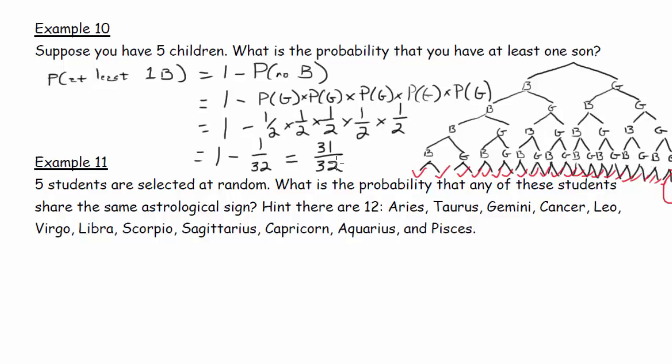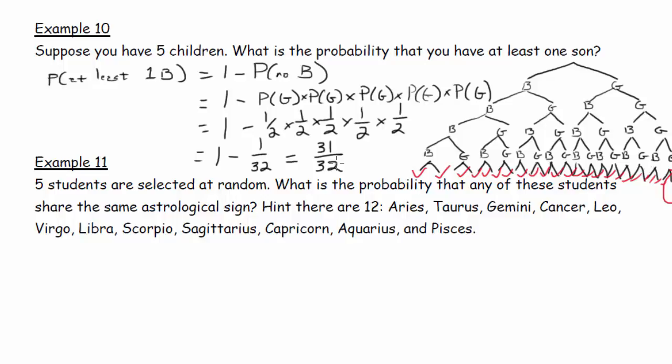So next we have 5 students selected at random. What is the probability that any of these students share the same astrological sign? So I'll give you a little hint here. There are 12 astrological signs. Again, there are a number of cases. We could have one pair that share, or 2 different pairs of 2, or maybe all 5 have the same astrological sign. There's quite a number of possibilities here.